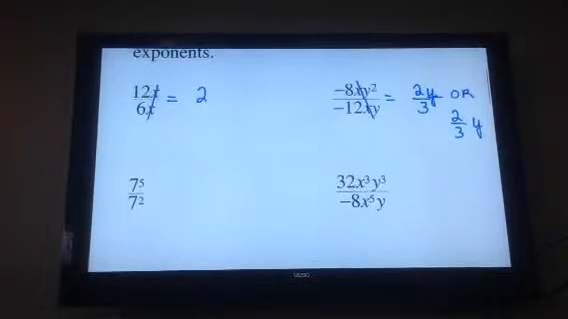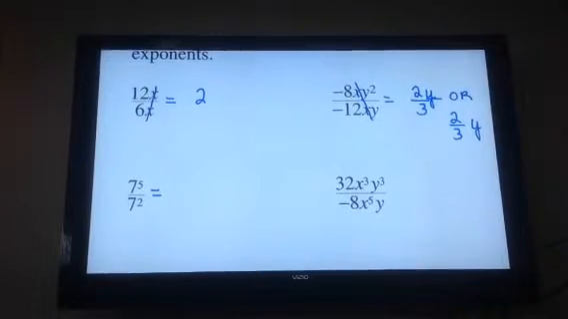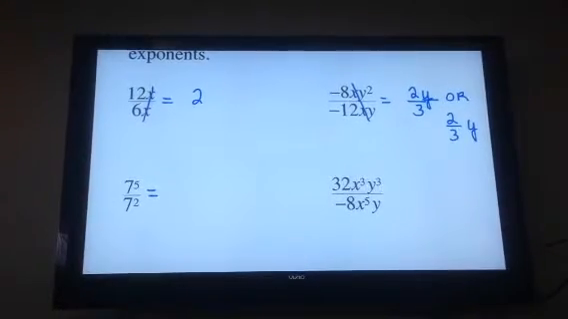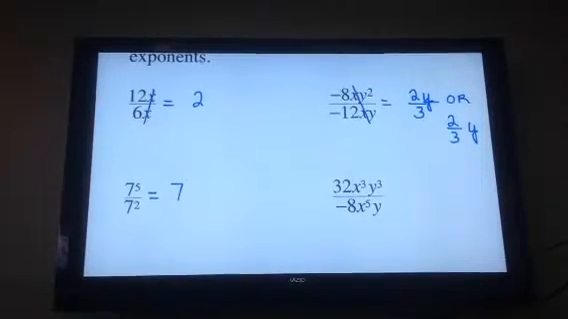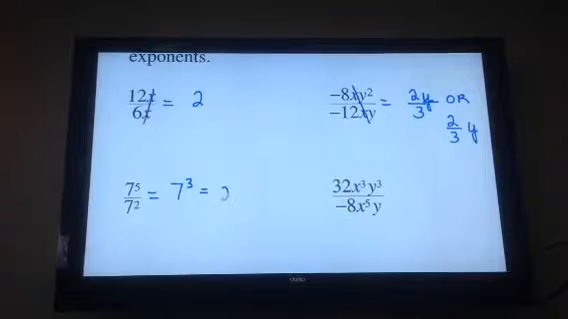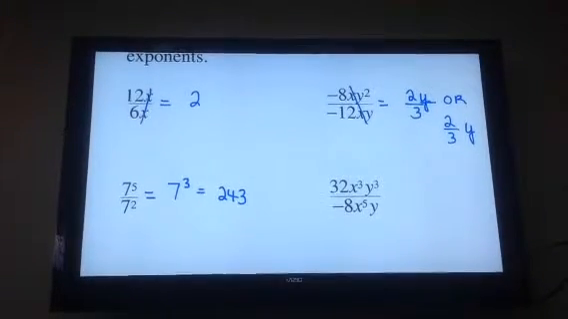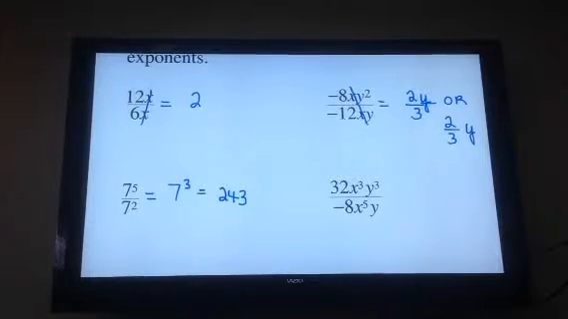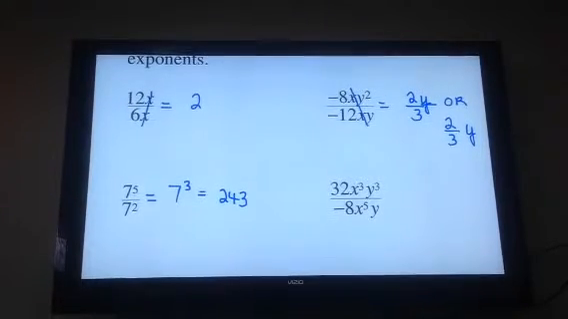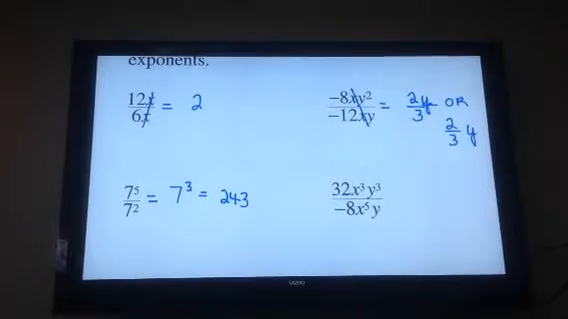Seven to the 5th over 7 to the 2nd. My bases are alike, so my rule is to subtract the powers, and I get 7 to the 3rd power, which is 243, I think. Calculate any numbers to a power. So subtract my exponents because my bases are alike, and then calculate your 7 to the 3rd.